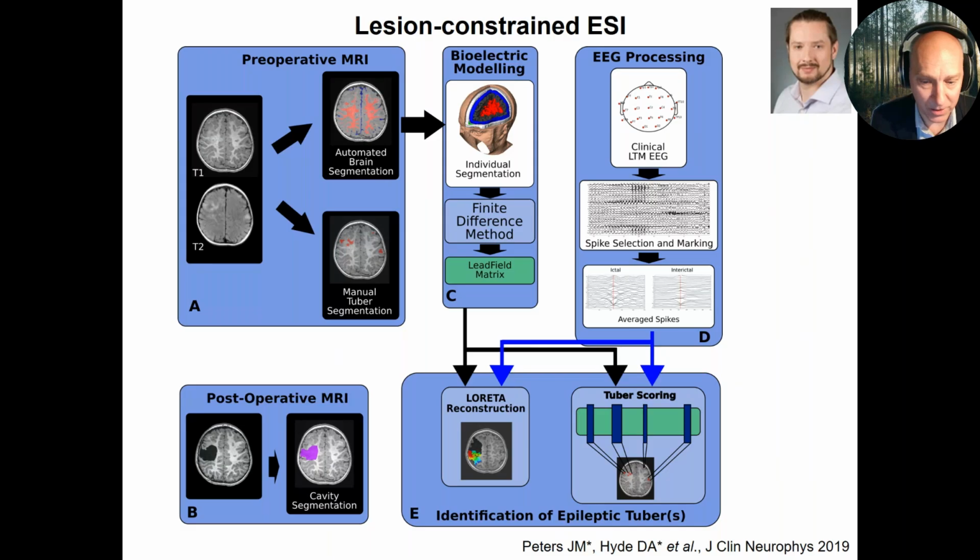And so we built a forward head model, like any other forward head model, and we used a finite difference method to create a lead field matrix. But then when we were reconstructing, we gave every tuber its own unique chance to approximate the surface signal with EEG.